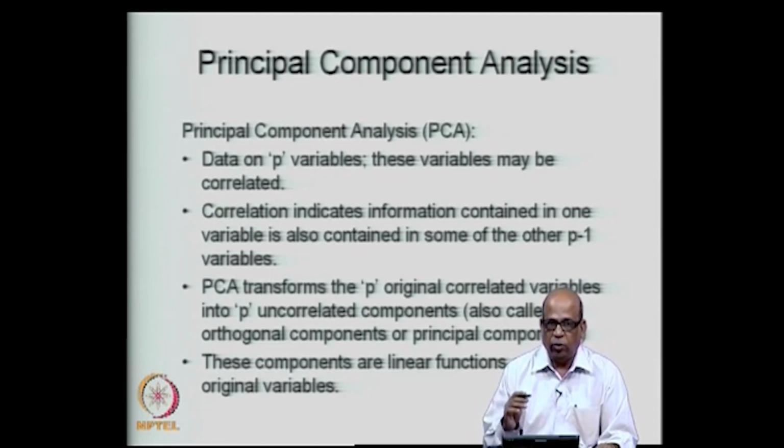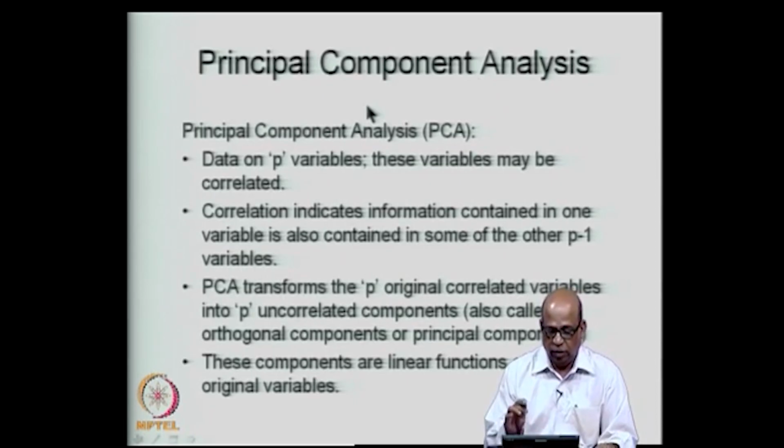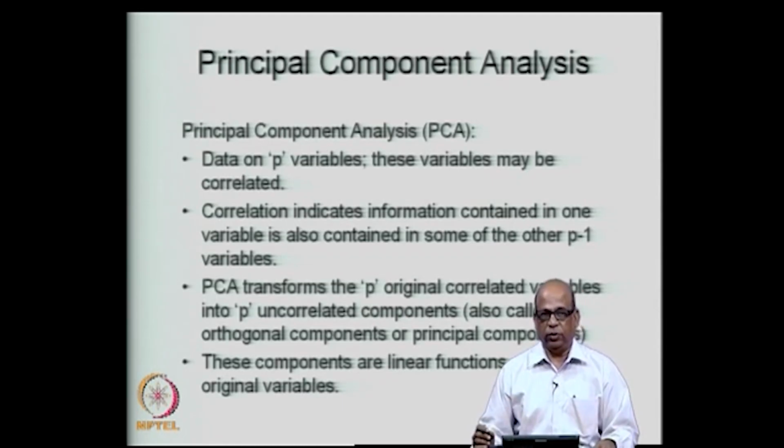So, the PCA or the principal component analysis, in some of the textbooks you will also see this called principal components analysis, but they are analogous. So, the PCA actually transforms the p original correlated variables into p uncorrelated components. These are called principal components, or they are also called orthogonal components, in as much as they are orthogonal to each other. They are vectors, and therefore, they are all orthogonal to each other.